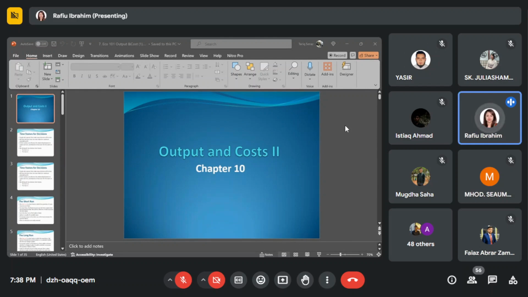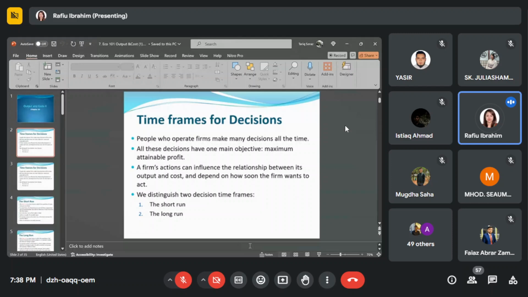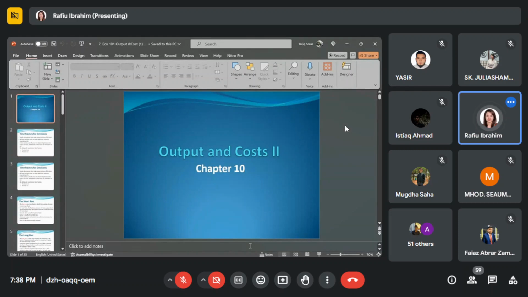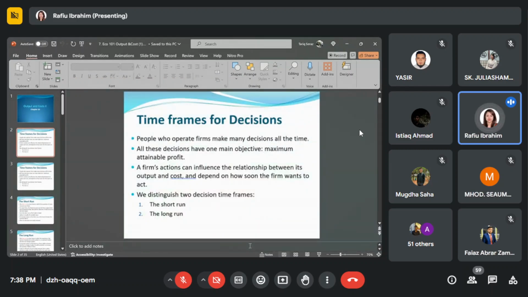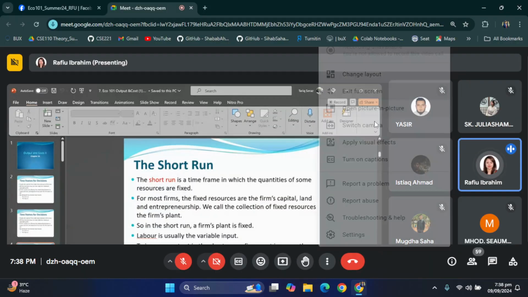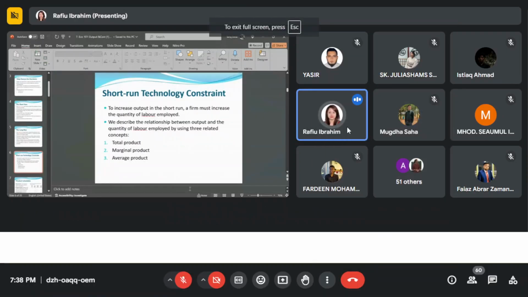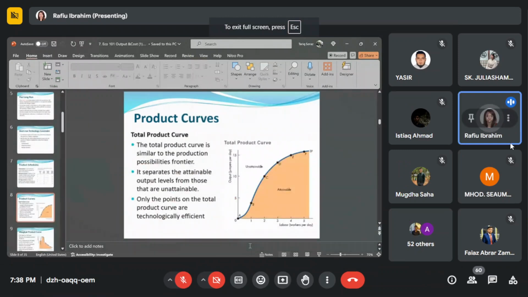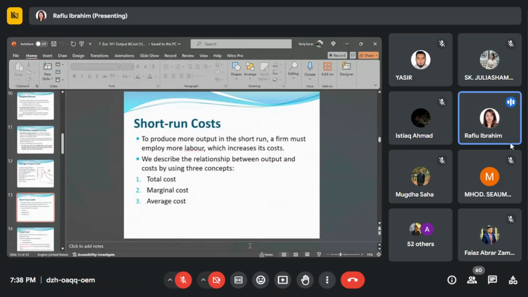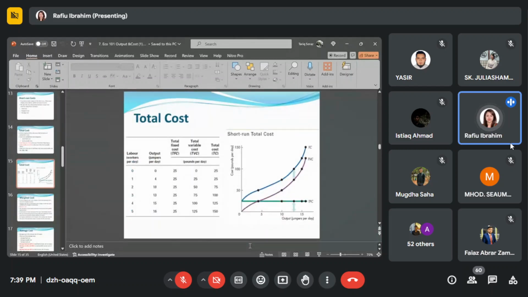So we're gonna finish the last chapter today, and then I'm gonna solve some maths from this chapter. If you remember, we were looking at the output and cost parameters of a farm. We saw the short run and the long run distinction. We also saw parameters like total product, marginal product, average product, how they relate and how we can graphically draw them. We also saw cost factors like total cost, marginal cost, average cost, and how we can graphically represent them.